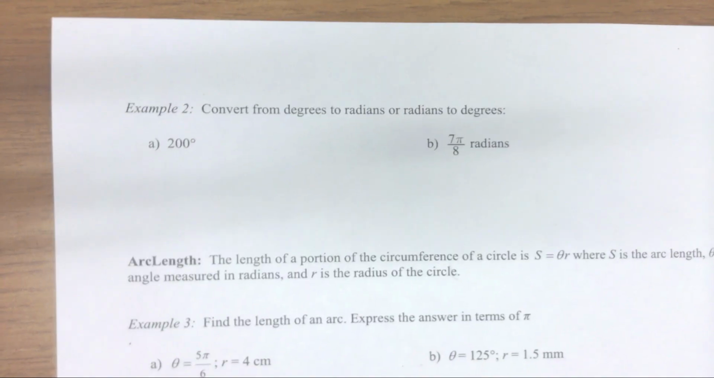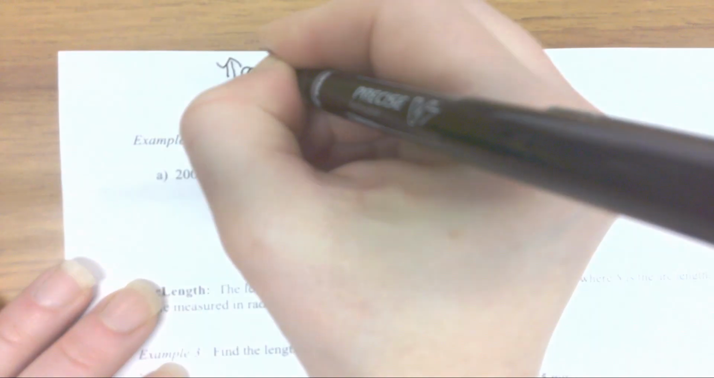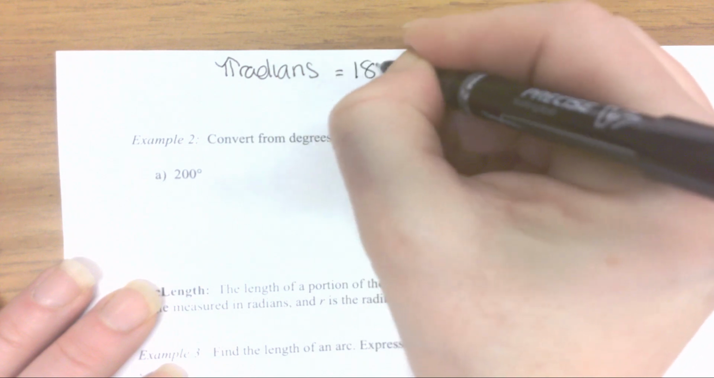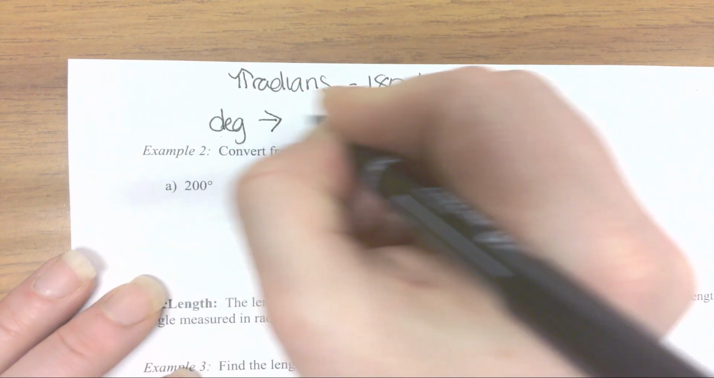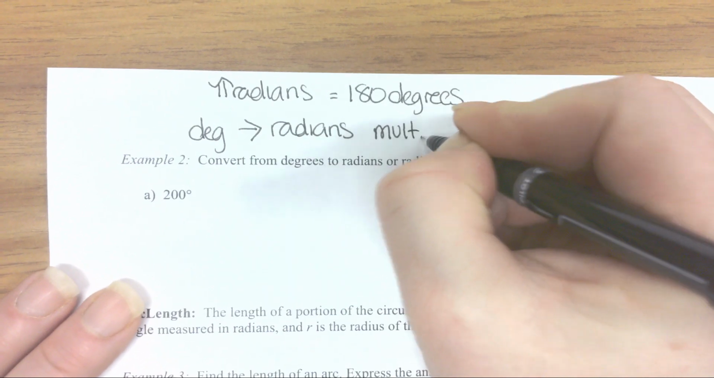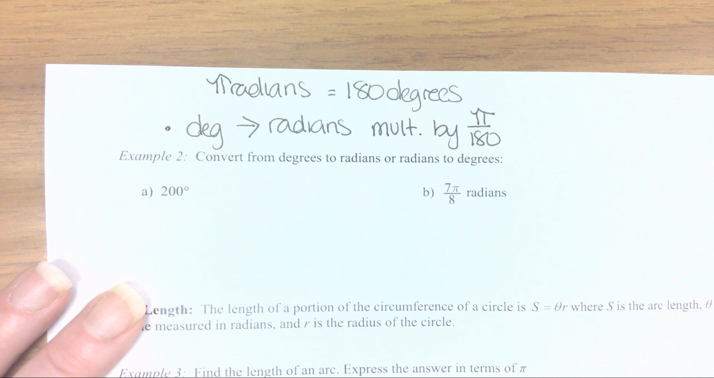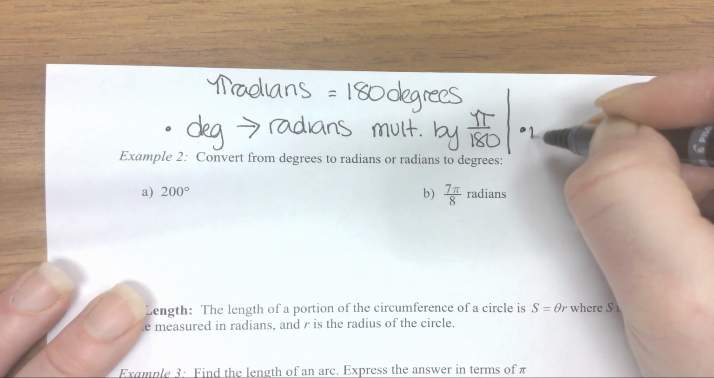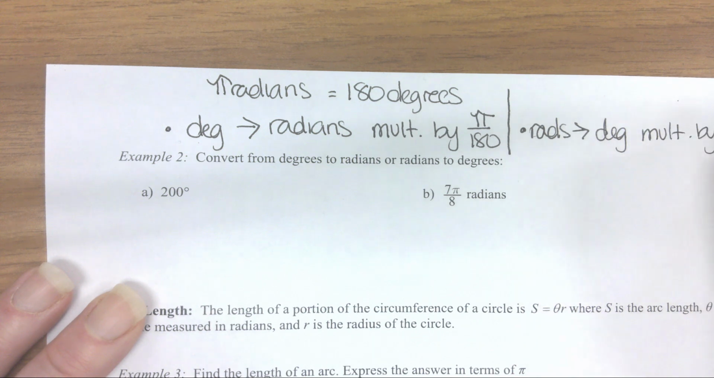The last thing we're going to do today is our conversions between radians and degrees, and hopefully this makes sense based on what we were just talking about. We already said that pi radians is equal to how many degrees? 180. Okay, so for today, if you have something in degree measure and you want to convert it to radians, you're going to multiply by pi over 180. If you have radians and you want to go to degrees, you're going to multiply by 180 over pi.